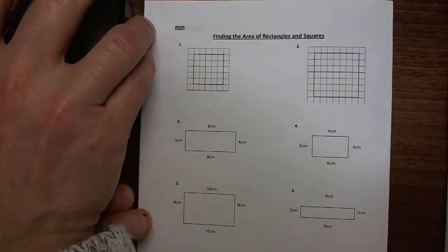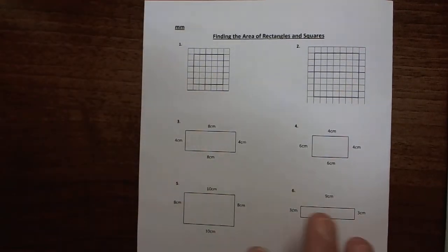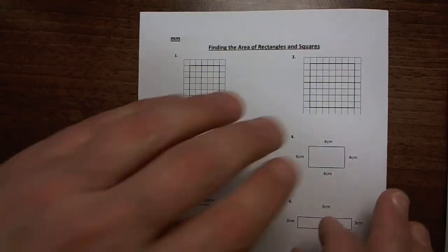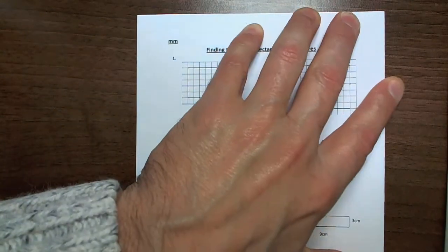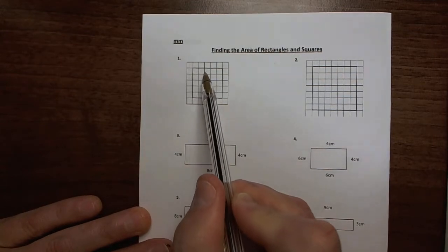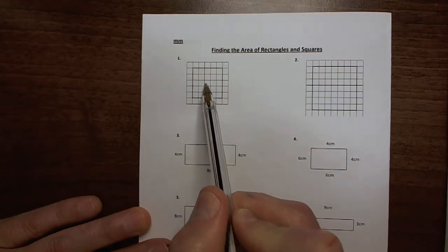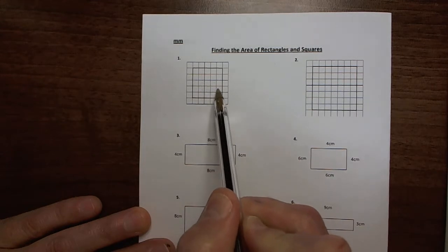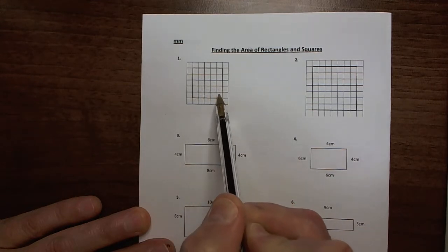Okay, children, I just want to do a plenary session on the end of the week about area. Area is length times width. Now we can count the squares by going 1, 2, 3, 4, 5, 6, 7, 8, 9, 10, 11, 12, 13, 14, 15, 16, 17, 18, 19, 20, 21, 22, 23, 24, 25.